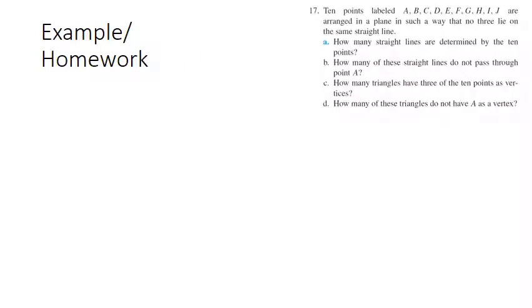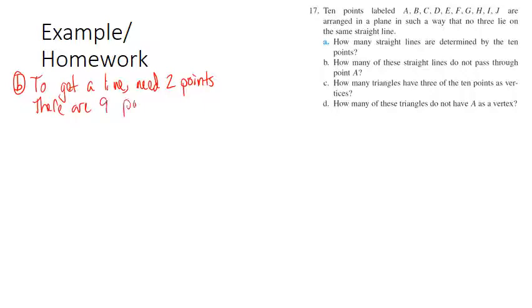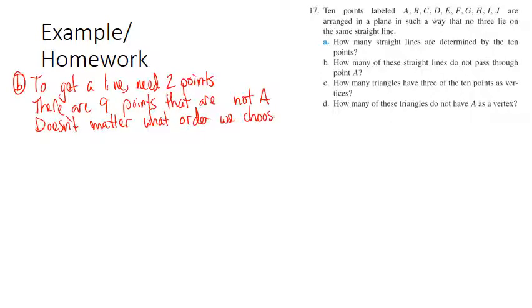Okay, so I'm going to do parts B, C, and D. I think we need to read part A first. Part A was how many straight lines are determined by the 10 points? Okay, so that's your homework. And then part B, how many of these straight lines do not pass through point A? To get a line, you know that a line is determined by any 2 of its points. So we need 2 points. There are 9 points that are not A. And it doesn't matter what order we choose the points in, it'll make the same line. For example, the line BC is the same as the line CB. So for that reason, it's going to be 9 choose 2.